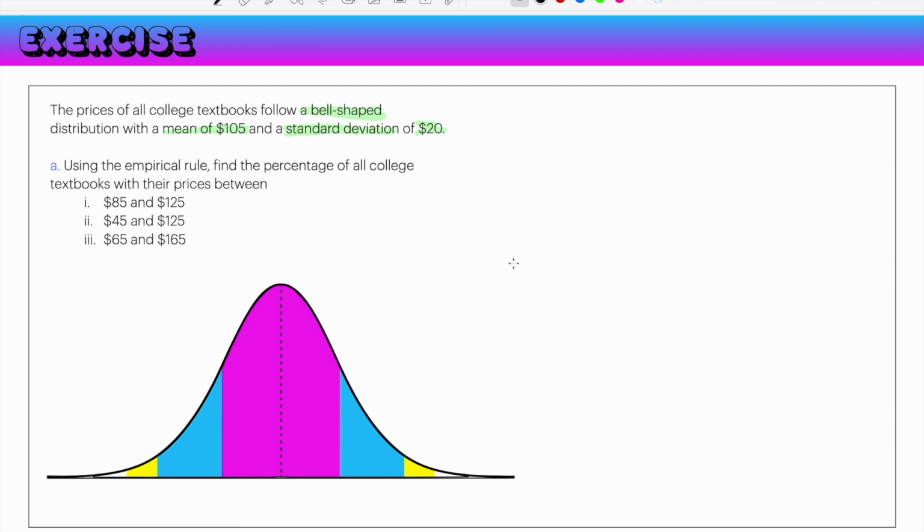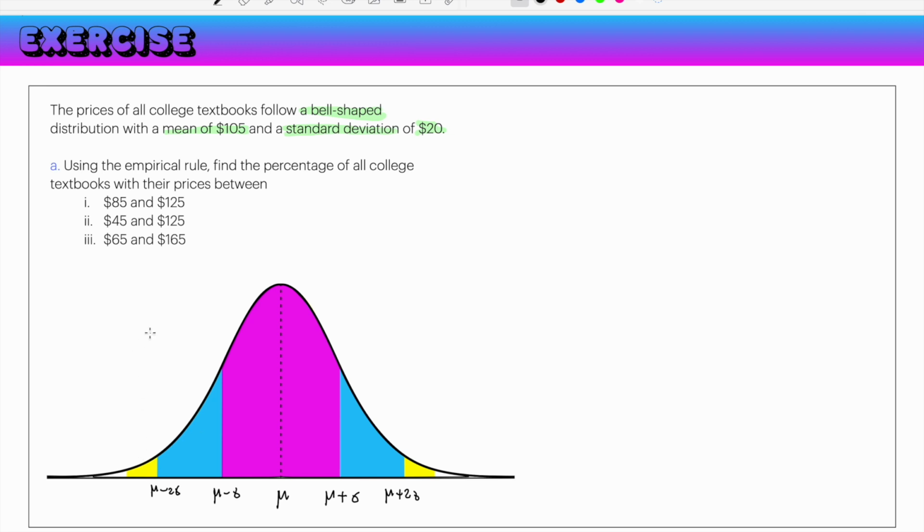Before I dive into solving the actual questions, what I like to do is fill in information on this distribution to remind me of the empirical rule. The data is centered around mu, and 68% of the data lies within this pink region. I add the one standard deviation away: on this side it's mu minus sigma. For the blue area, which is 95% of the data, the interval is two standard deviations away, so I add mu plus 2 sigma, and on the other side mu minus 2 sigma.